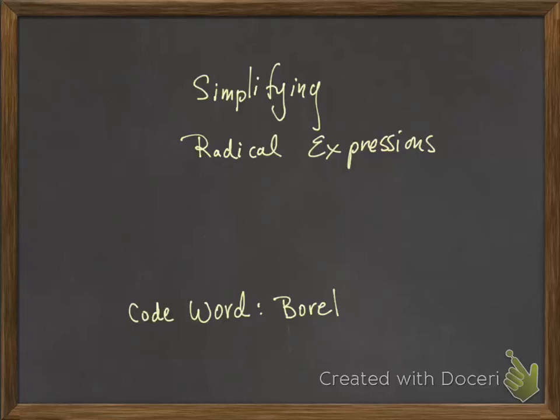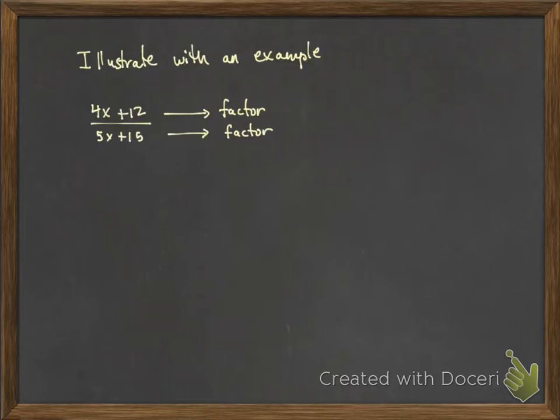Greetings! Let's talk about simplifying radical expressions, multiplying radical expressions, and dividing them. All right, let's start with an example to help illustrate the idea that we're going to use all the way through. And it's all going to rest on factoring. We want to factor both top and bottom, reduce common factors, and then that will be our final answer in reduced form.